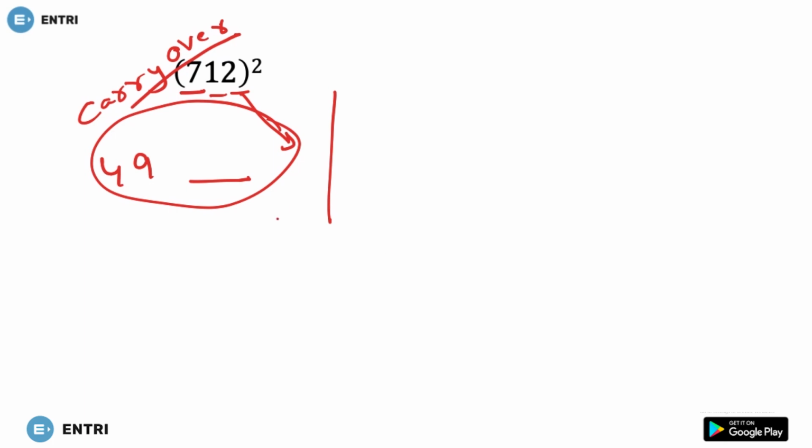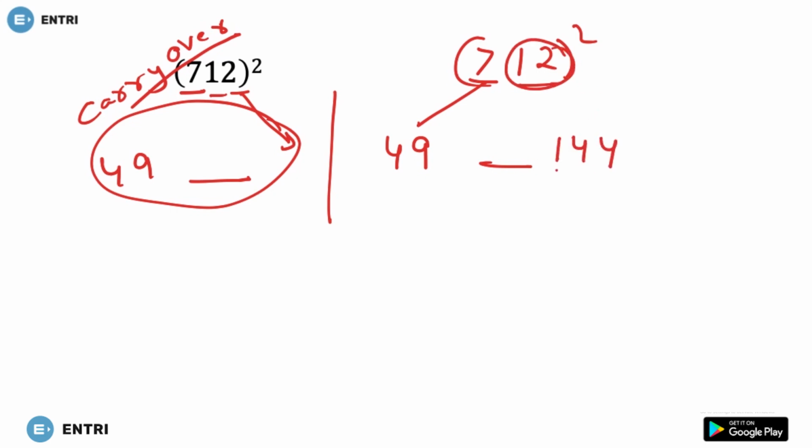Here you can see that the 3 digits are 7, 1 and 2, and the whole square is to be done. Now we know that the first digit is 7, the other digit is 12. First take the square of 7, that would come 49. The middle part we are going to solve later. Now we know that 12 square is 144. But as we discussed last time, we have to take only 2 digits. So what will happen to this one? This one is going to come here. Whatever value comes here, we'll add up 1 here.